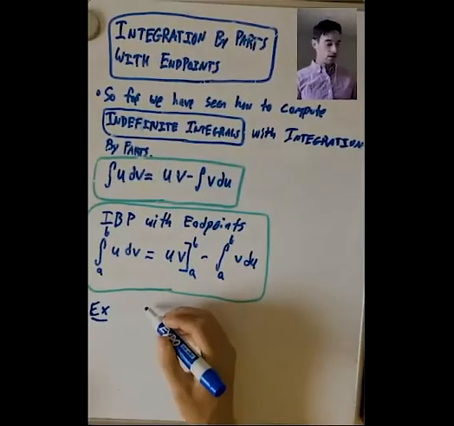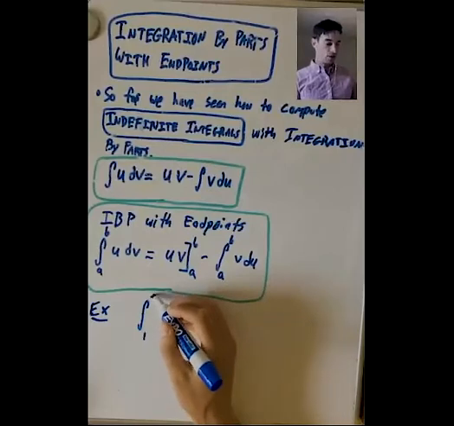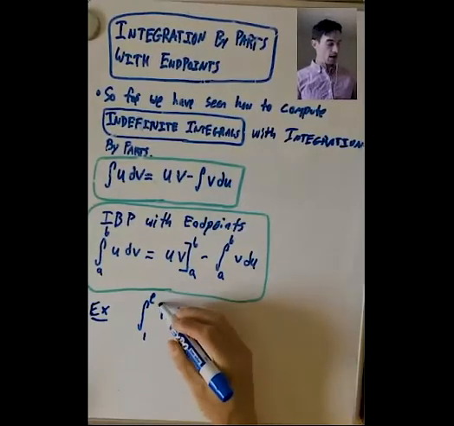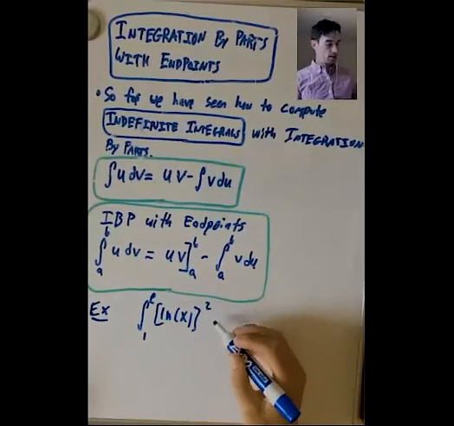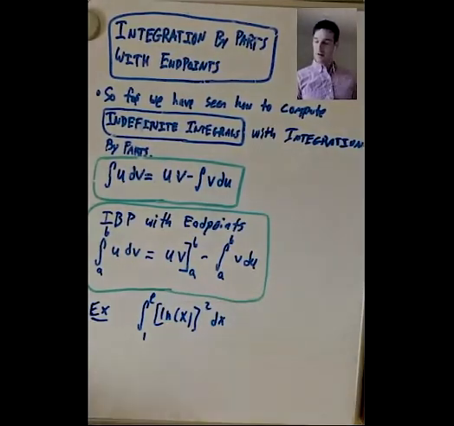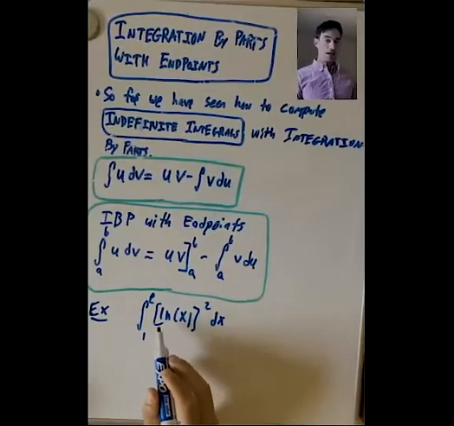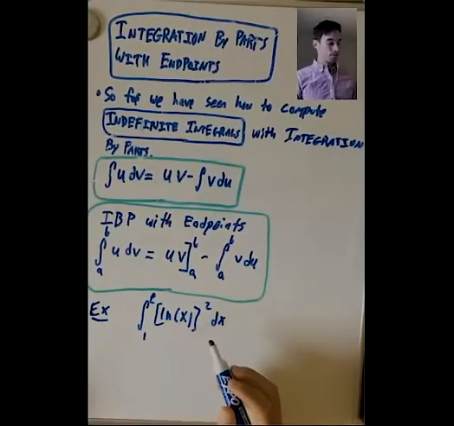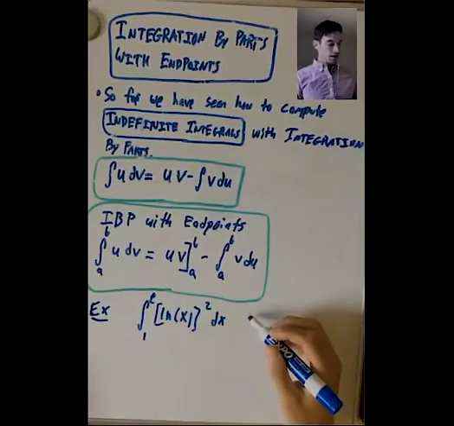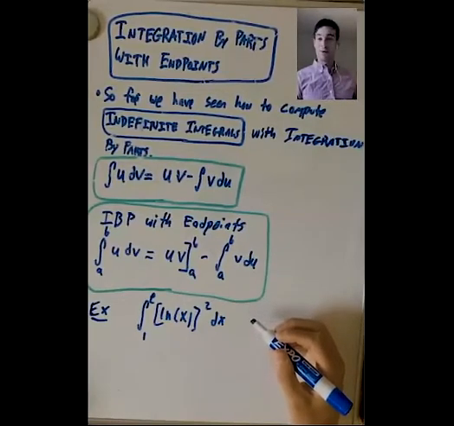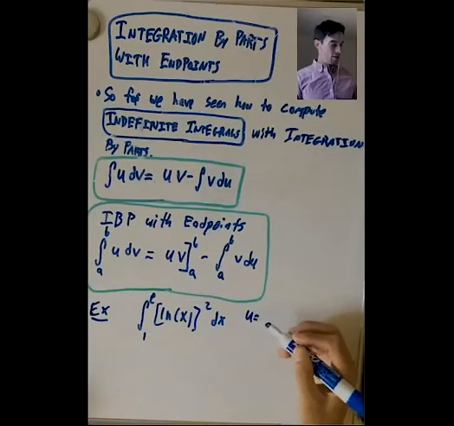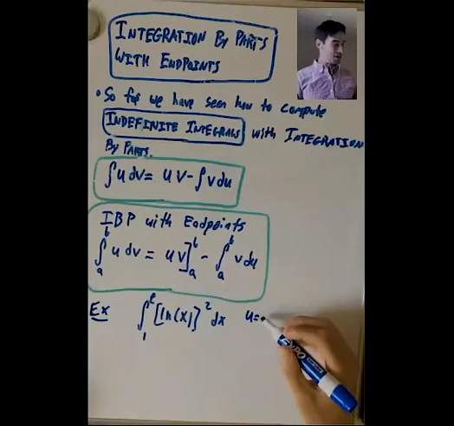So let me start with the integral from 1 to e of natural log of x squared dx. OK, so we need to pick something to be u and something to be dv. So we need a function that gets simpler when we differentiate, and then something that doesn't get that much worse when we take an antiderivative. And what we're going to do is use something from the previous video.